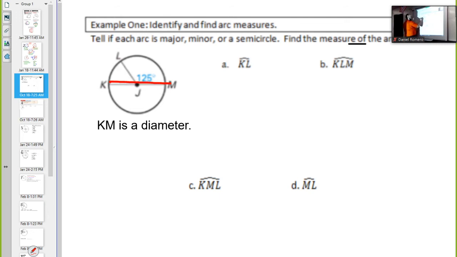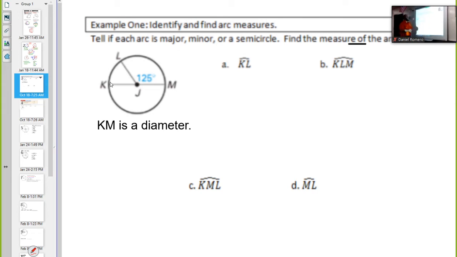KM is a diameter. That's telling you that it's cutting the circle in half. As far as on the outside of the arc, it's 180 degrees above it and 180 degrees below it. So here, we want you to label each arc as major, minor, or a semicircle, and then find the measure of the arc. So let's start off here with KL.